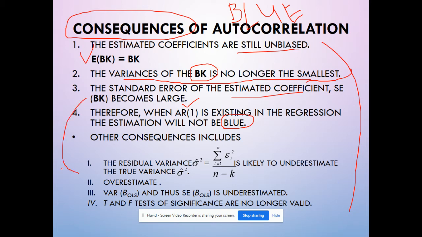What will happen? Then this will impact other things. The consequences include that the residual variance will likely underestimate or overestimate, and then the F and the T tests might no longer be valid because of the standard error here, and the variance are either overestimated or underestimated. So you have a big problem there. Unbiased but not BLUE, and the result is no longer valid, or in other words, it's questionable in that sense.